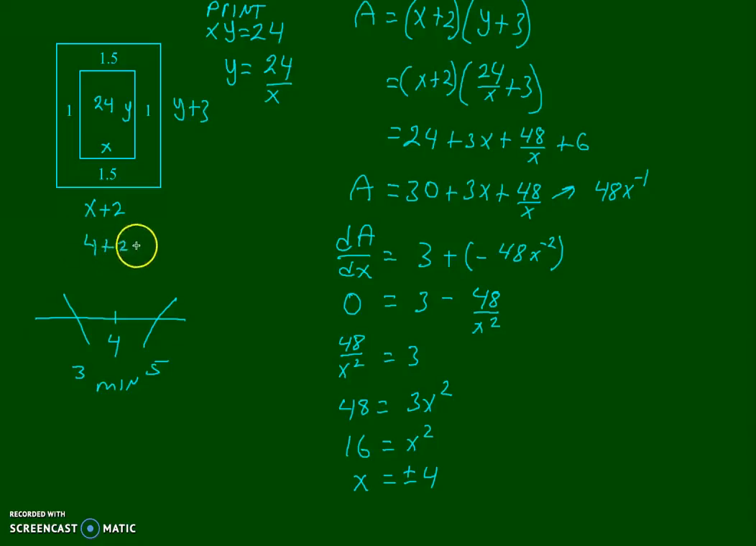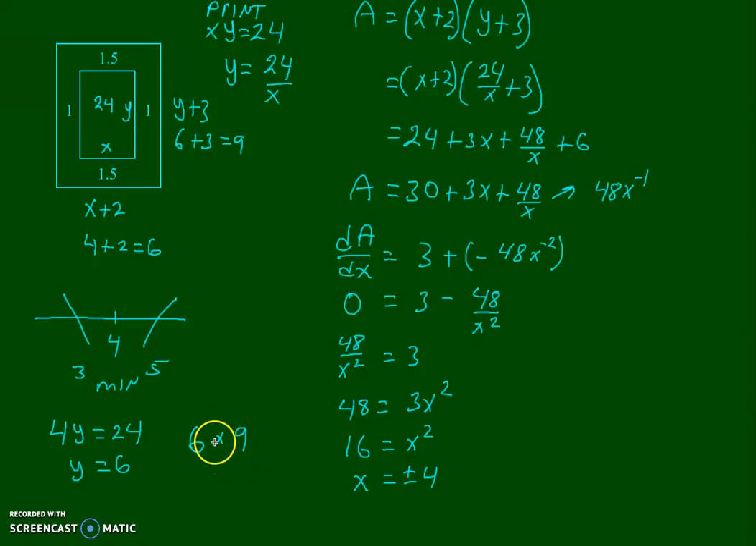4 plus 2 is 6. Now we can substitute that into here. So we have x is 4, so y equals 24 over 4, y equals 6. And if y equals 6, 6 plus 3 equals 9. So the dimensions of our page become 6 by 9.